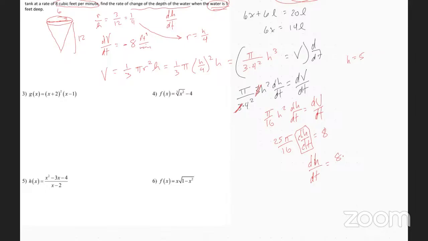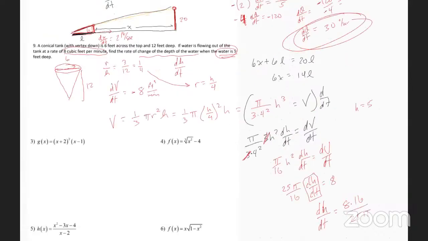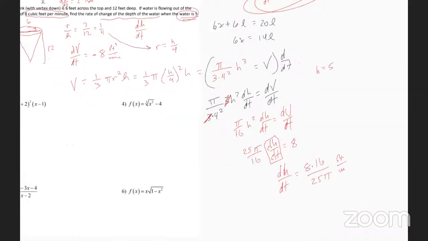And you can just now multiply those out because you see nothing's going to cancel out, because 8 and 16 all just have a bunch of 2's in them, and 25 is just 5 squared, and pi. And that would be feet per minute. So barring a mistake, I believe that's the answer for that one. Okay. All right, good.